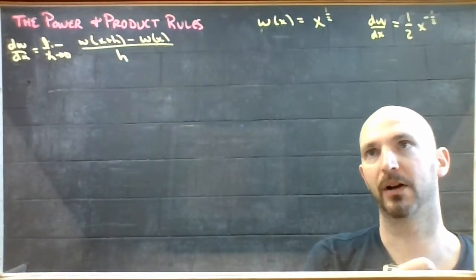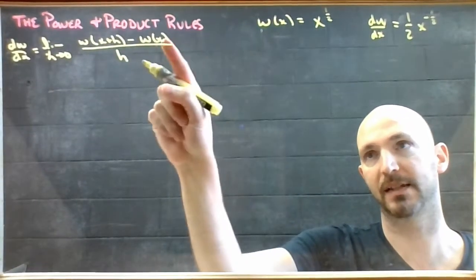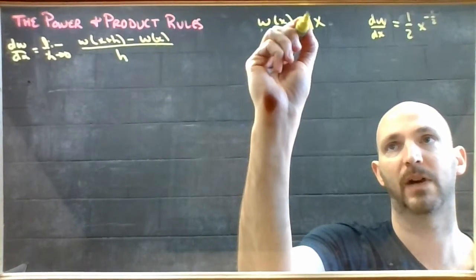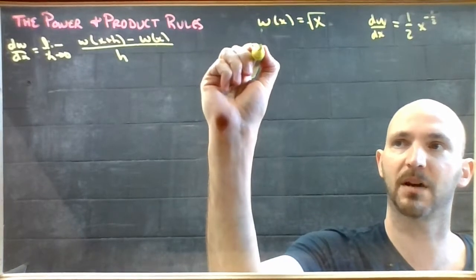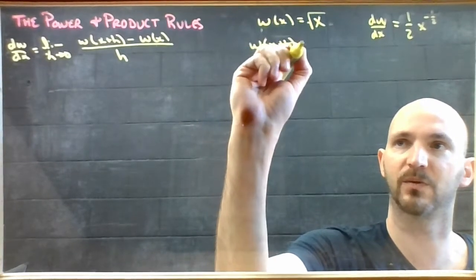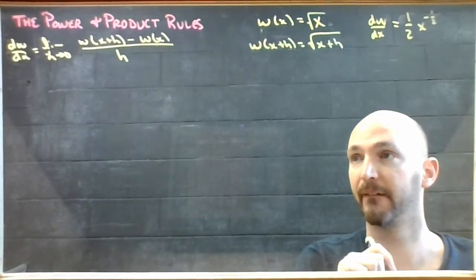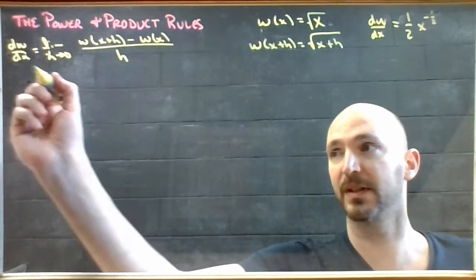All right, here we go. So I have a w of x that I'm going to write in there, and I'm going to use radical notation for it. So w at x plus h will be the square root of x plus h. There we go. So I'm going to fill those in.